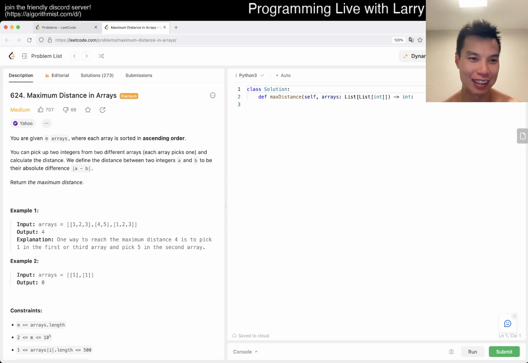624, maximum distance in arrays. You're given M arrays where each array is sorted in ascending order. You can pick up two integers from two different arrays, each array pick one, and calculate the distance. We define the distance between two integers, A and B, to be the absolute difference, A minus B. Return the maximum difference. Okay.